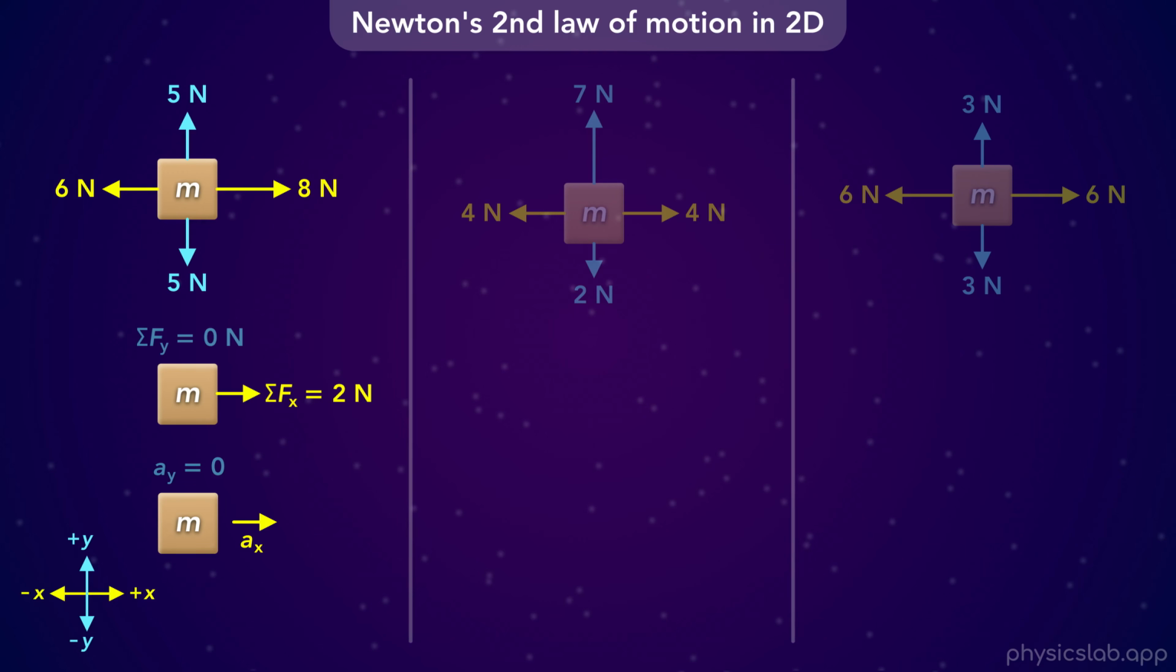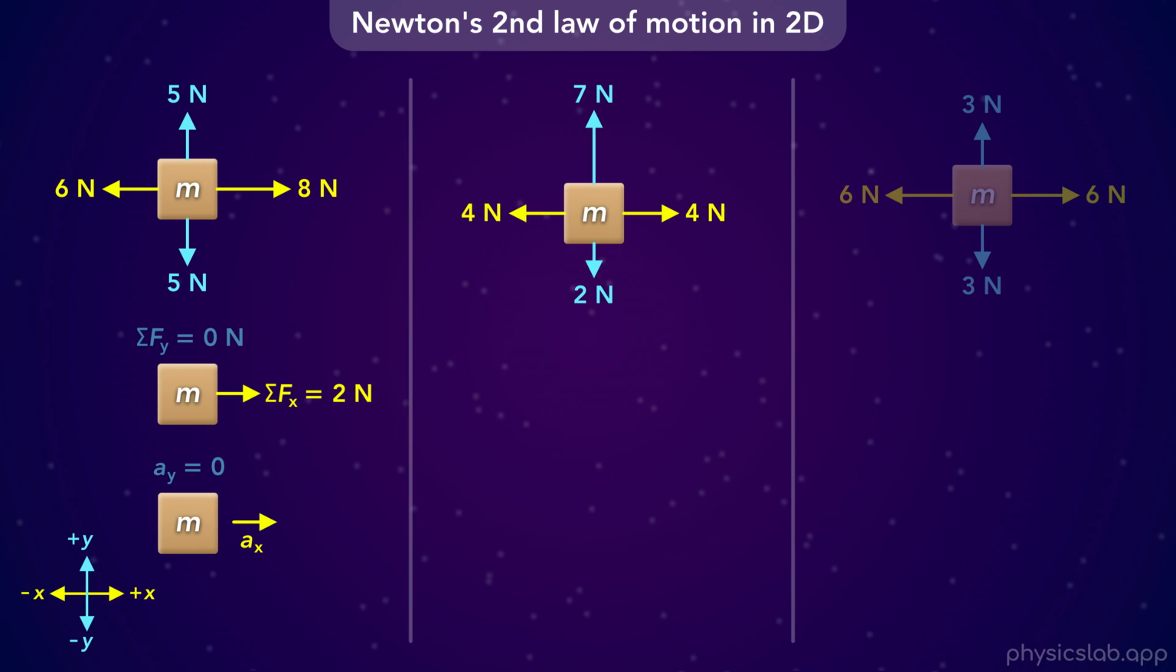This means that the box will accelerate horizontally, but it won't accelerate up or down, even though there are 2 forces in the y direction. This happens all the time when an object moves along the ground or some other horizontal surface.